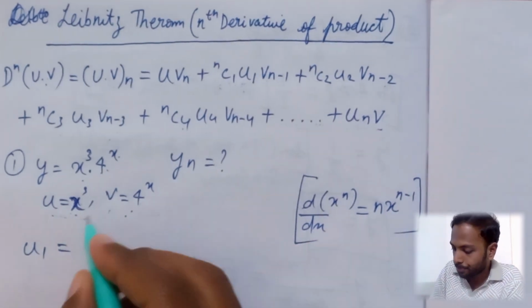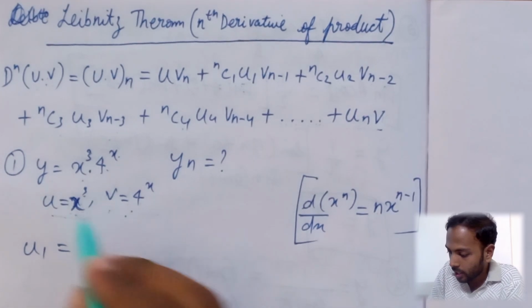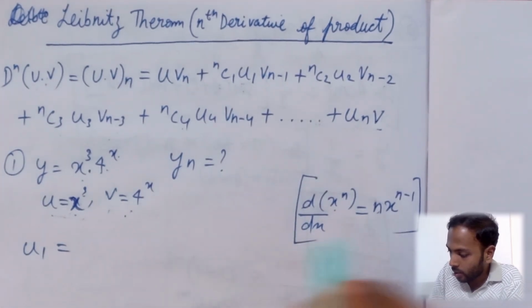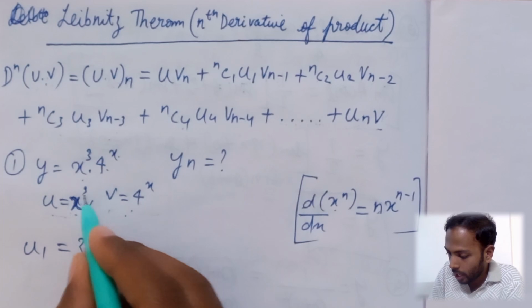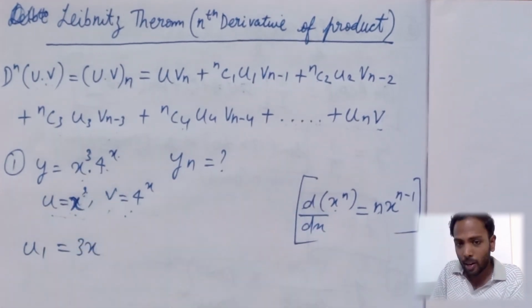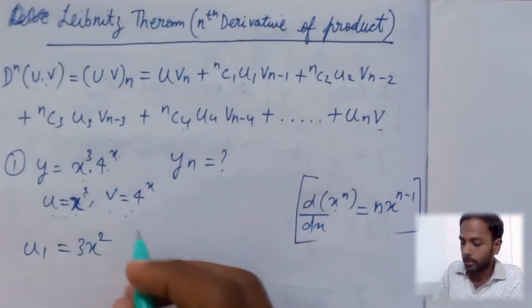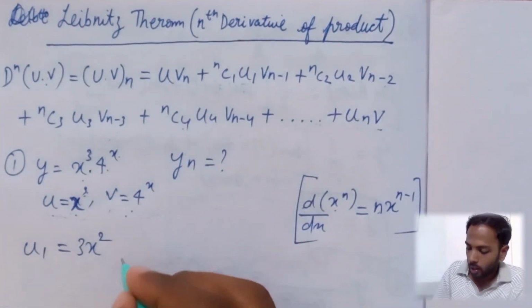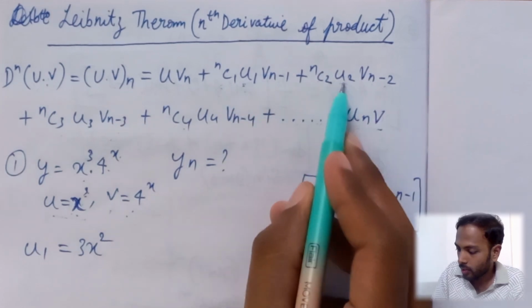So let's apply. In place of n, there is 3 and there is x. So n into x to the power n minus 1: 3 into x to the power 3 minus 1, which is 2. So this is u1. We found u1. And then we need u2 as well.